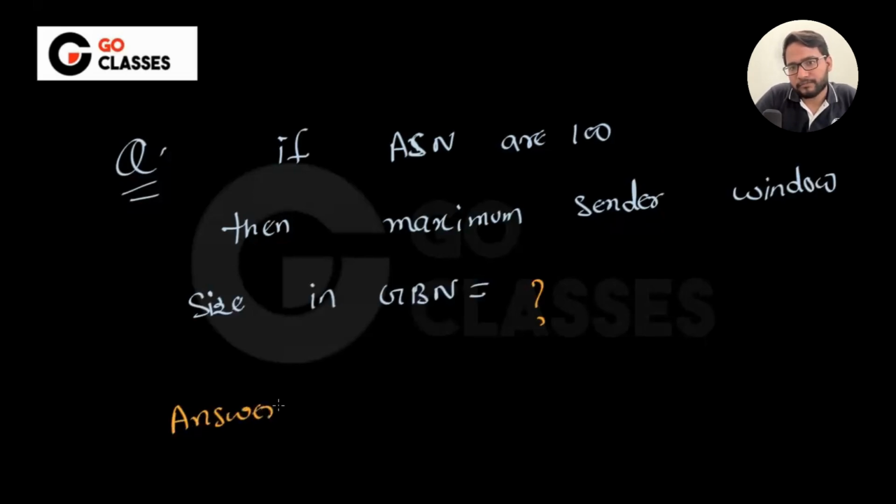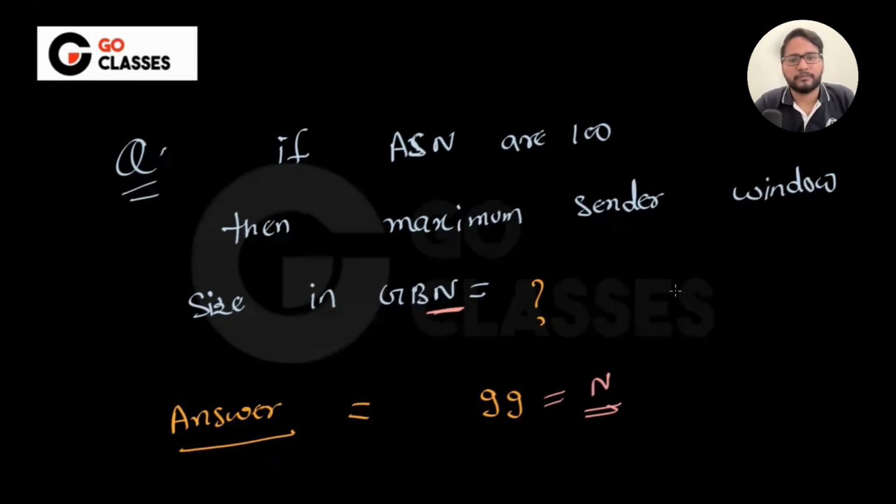Answer is, yeah, N must be 99, right? 99. So N is 99. Okay. So this is N. That's what we say in Go-Back-N. In Go-Back-N, N is the sender window size. Okay. Understood? Cool.